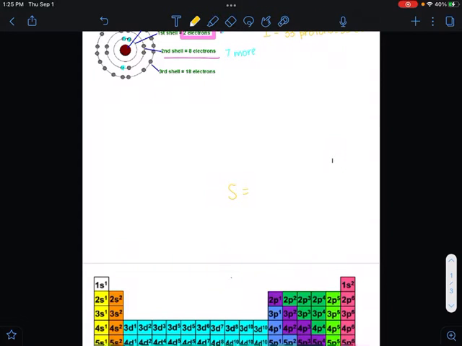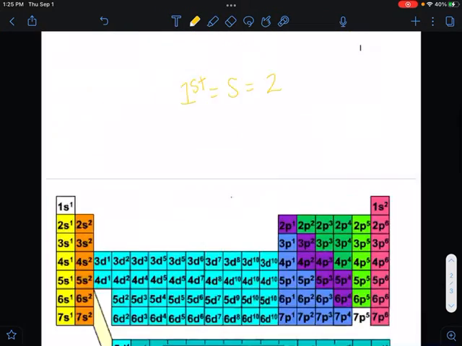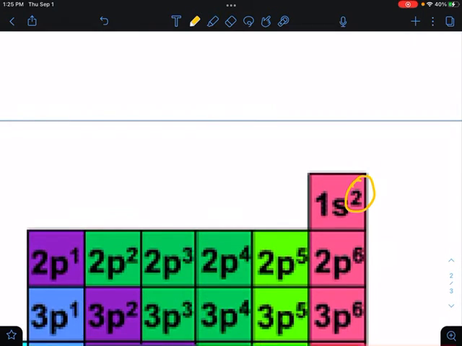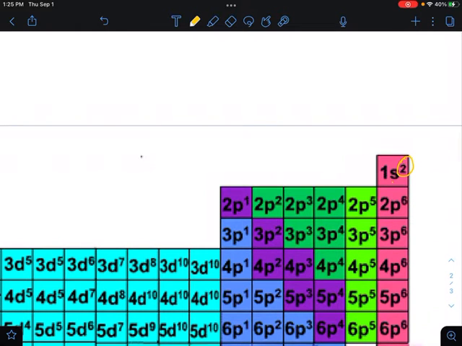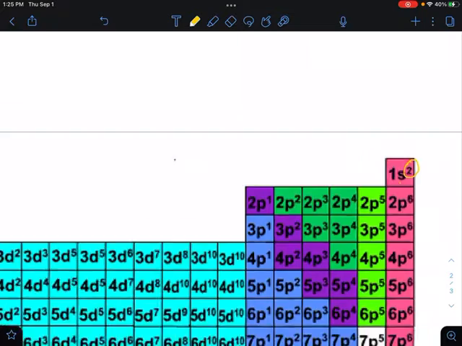So all you need to know is the first shell is S, and it can hold 2. That's what this little symbol here stands for. The S shell has two electrons in it, and that's all it can carry. Once you fill up that shell, you have to move on to the next one.